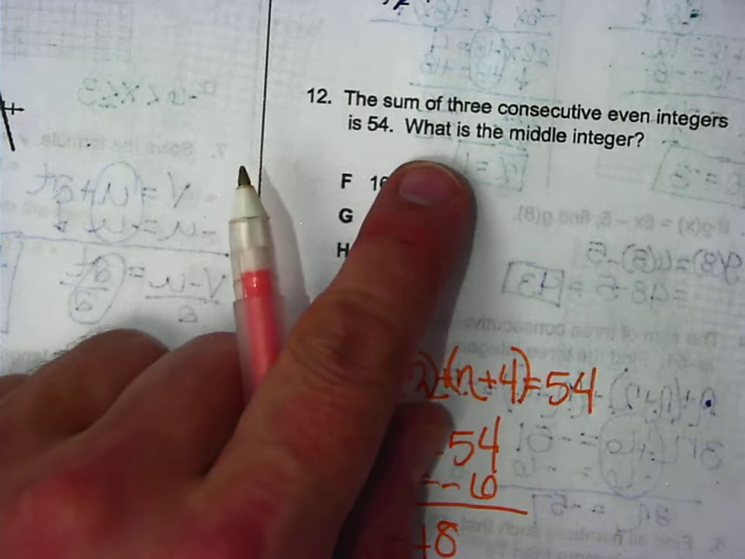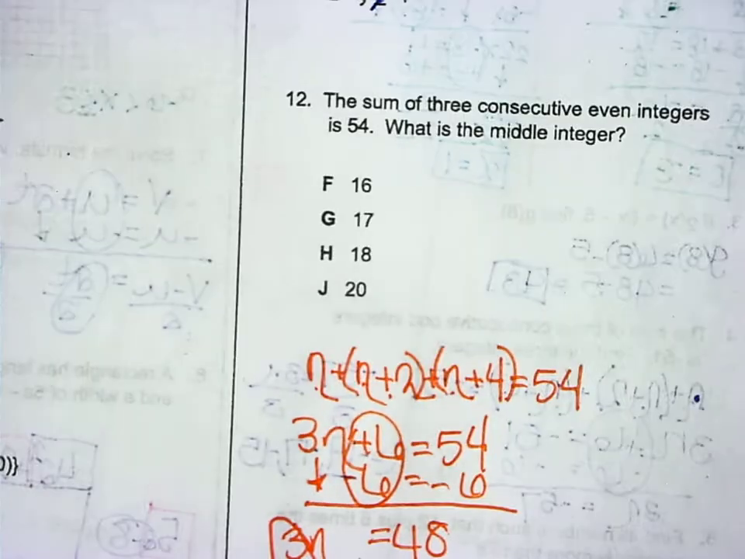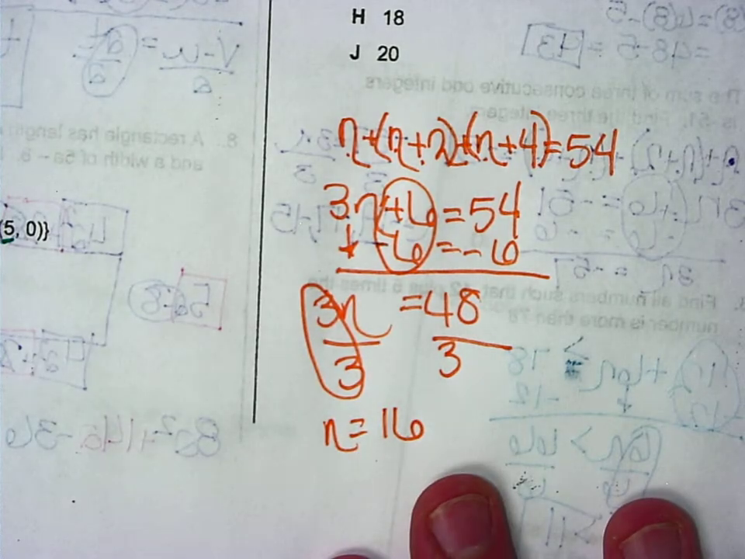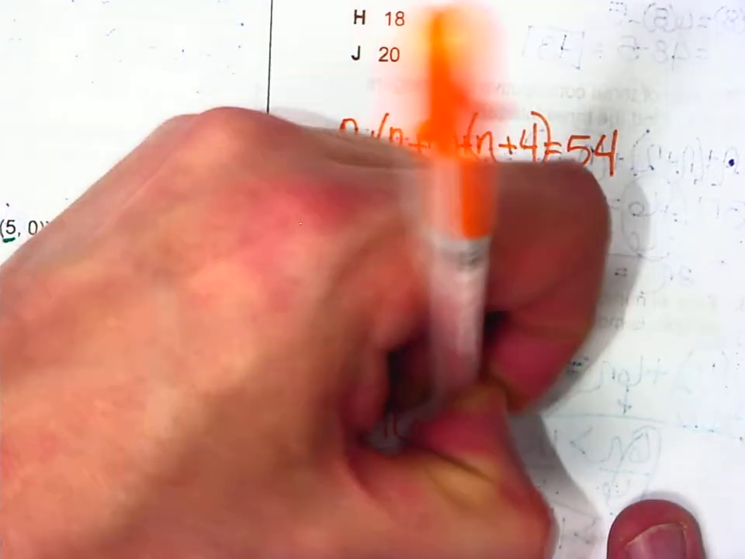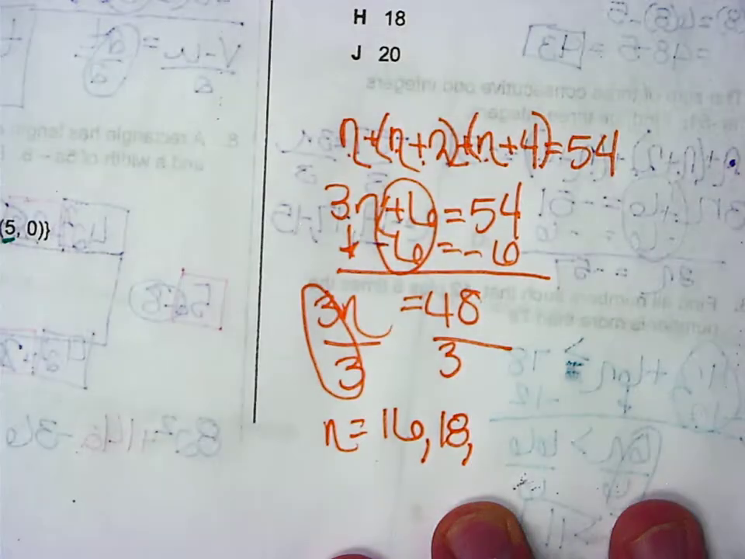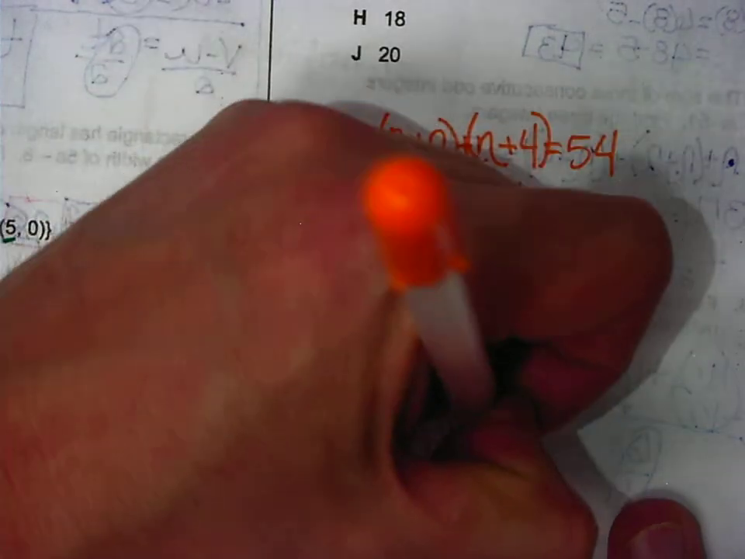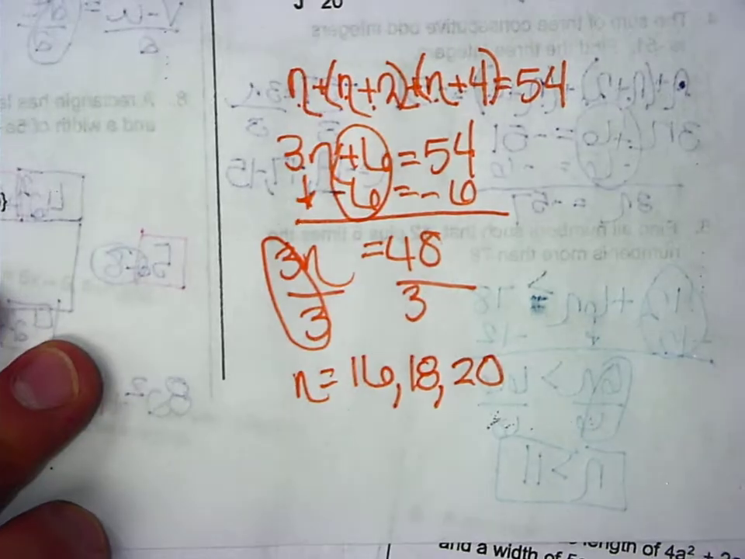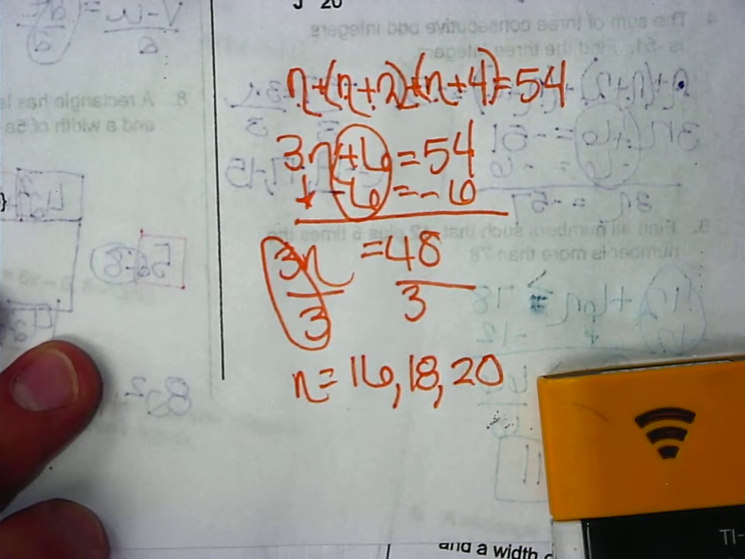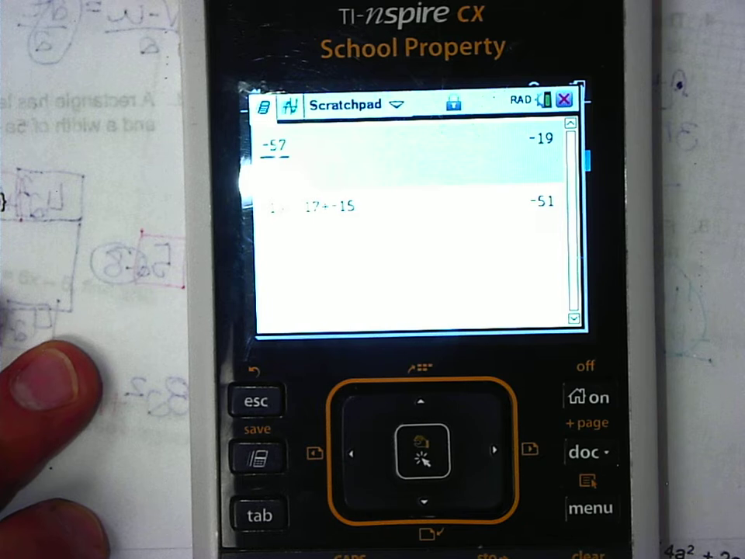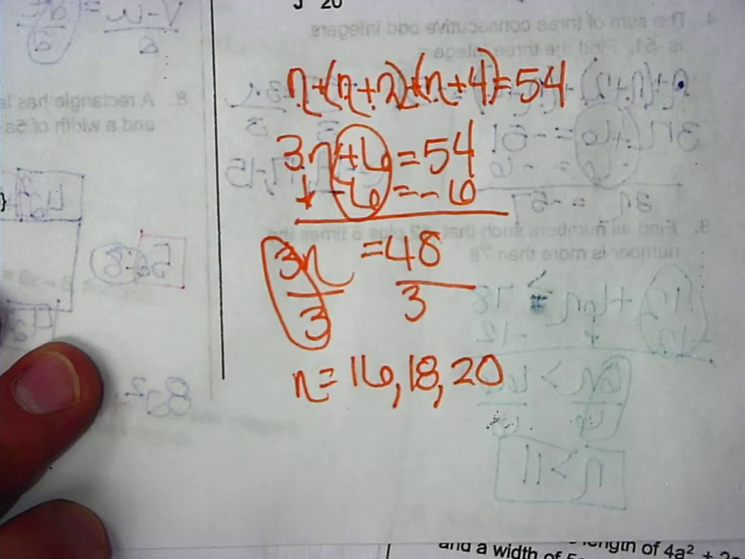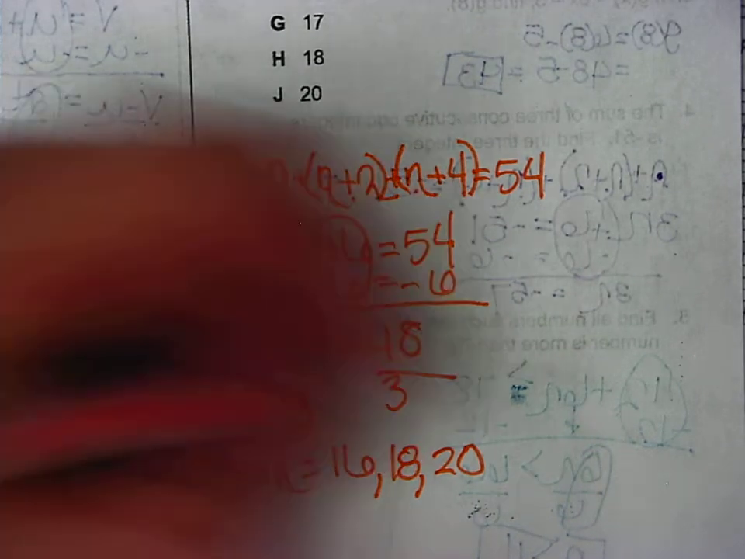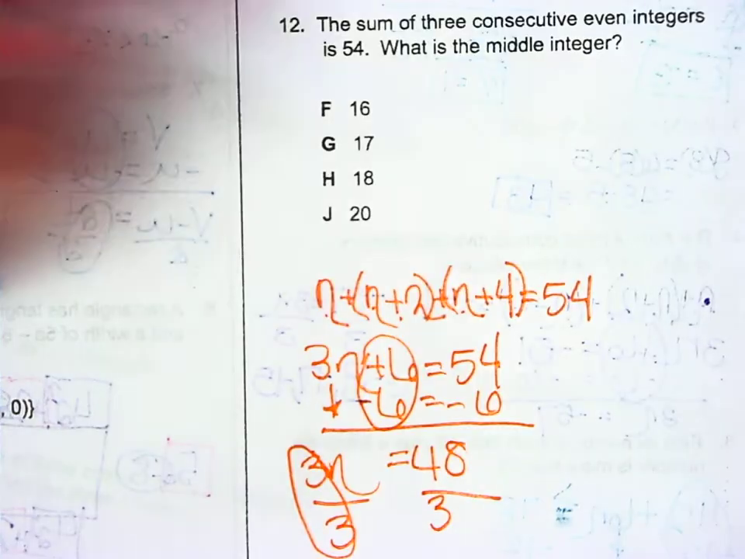The question is, though, what is the middle integer? So if n is the first number starting off, then the next even number would be 2 more than that, n plus 2, which is 18. And the third number would be 2 more than that, or 4 more than 16, which is 20. So if I did my math right, 16 plus 18 plus 20 should hopefully all equal 54. Let's see if I can get that on here. 16 plus 18 plus 20 all do equal 54. And the question is, what's the middle integer? That middle integer is 18. So I have that right here.